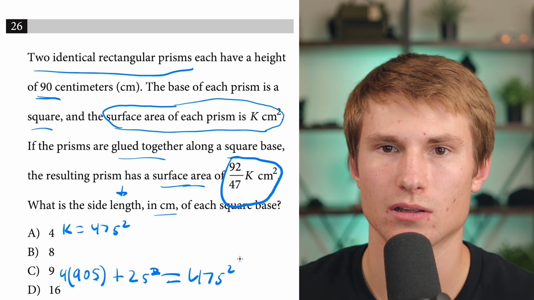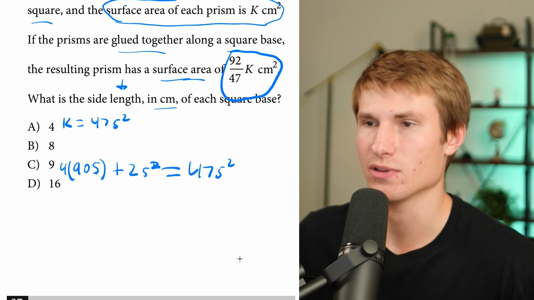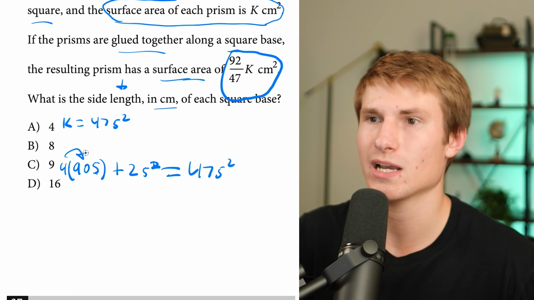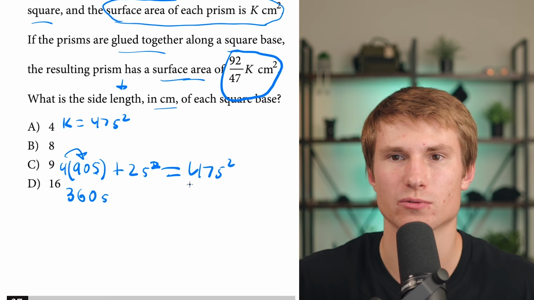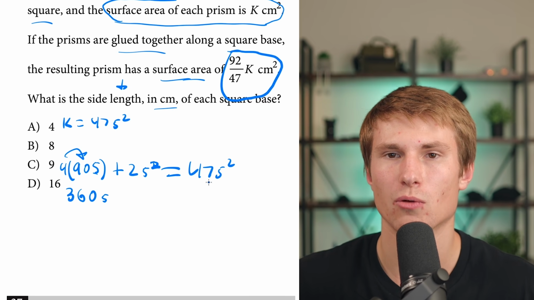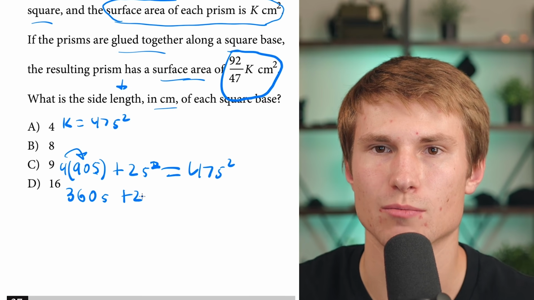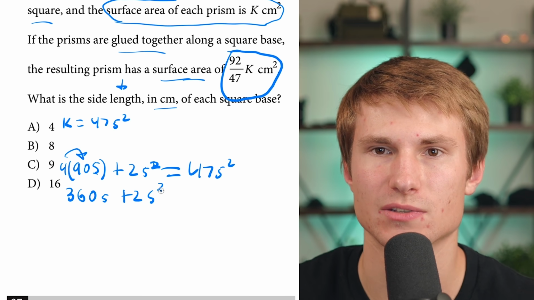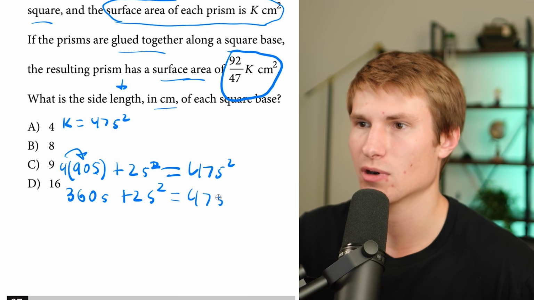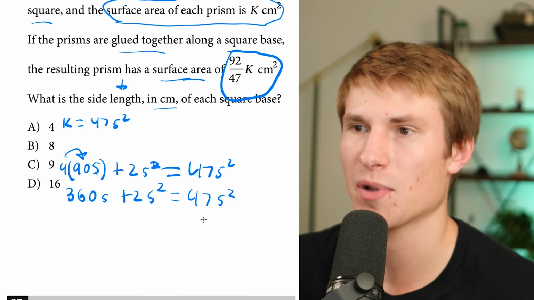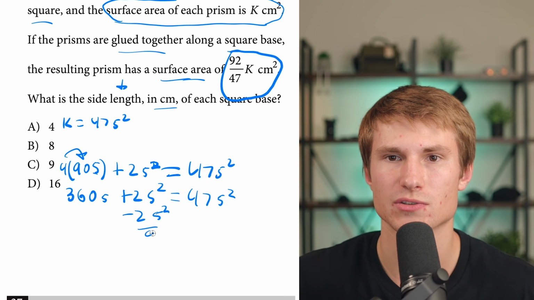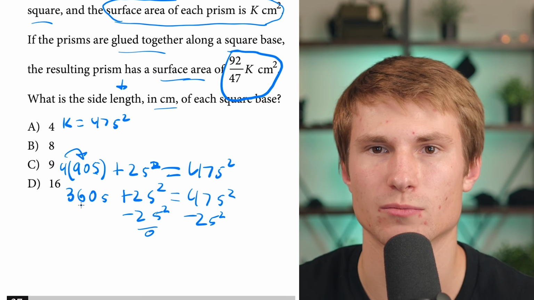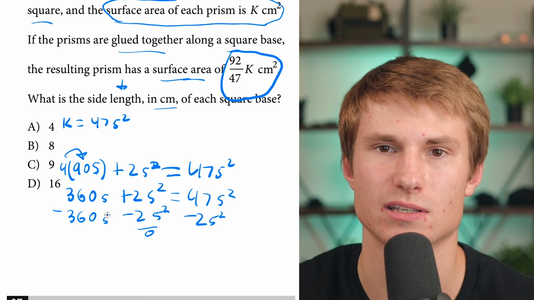Now I'm going to scroll down so that we can continue writing out this question. So from here, 4 times 90s will give us 360s. We have this plus 2s squared, and we have this 47s squared. What I'm actually going to do here is start moving everything over to this right side so we can get set equal to 0. The reason that I want to move everything over to the right side is so that I have a positive coefficient in front of s squared, just because that generally makes questions easier. So let's go ahead and do that by subtracting 2s squared from both sides and subtracting 360s from both sides.